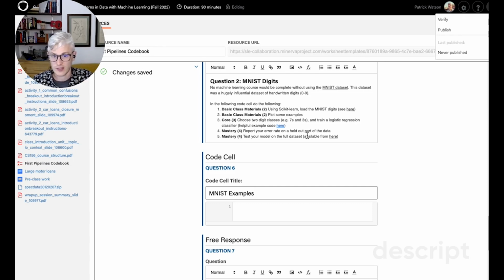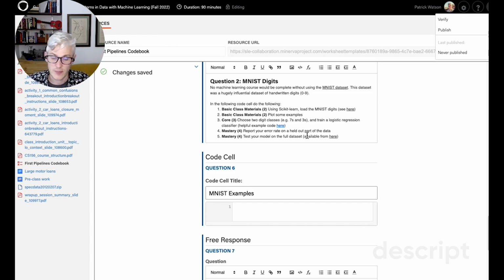Again, I have some helpful example code to classify pairs of digits. So pick a 7 and a 3 and try to tell them apart with a classifier. Ideally you'll get to the part where you're reporting your error rate. If you really want to get fancy, you might give me something like F1, precision, recall, metrics like that. That's not really what is necessary here.